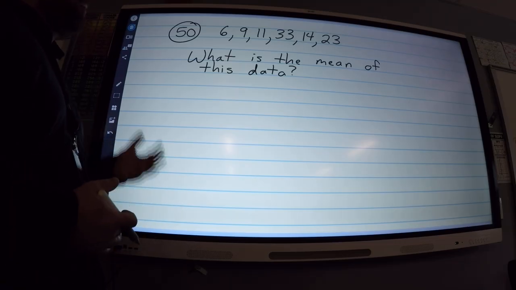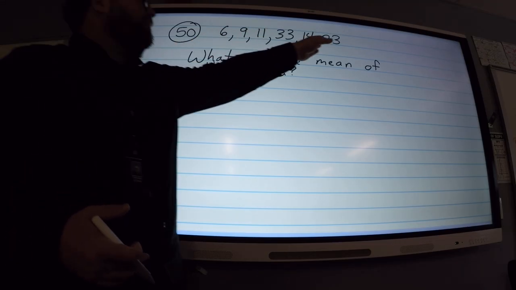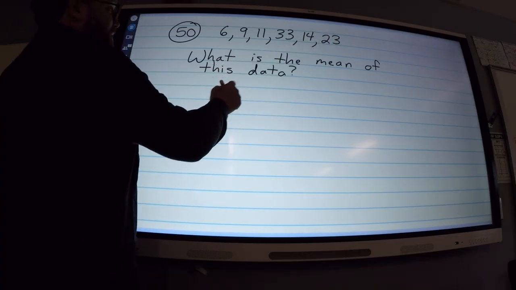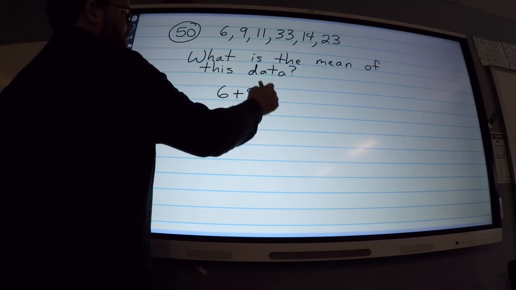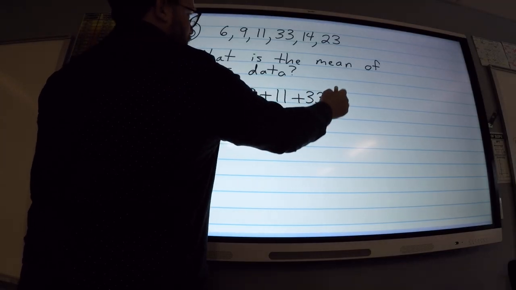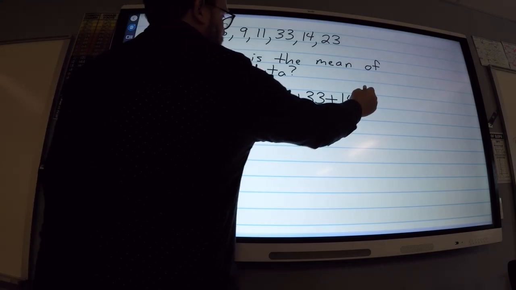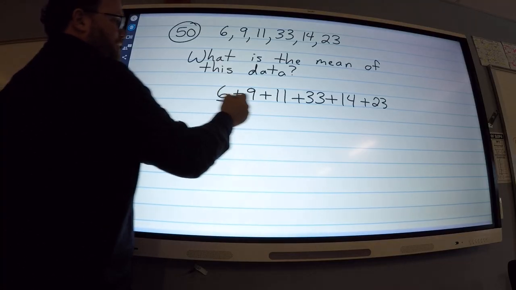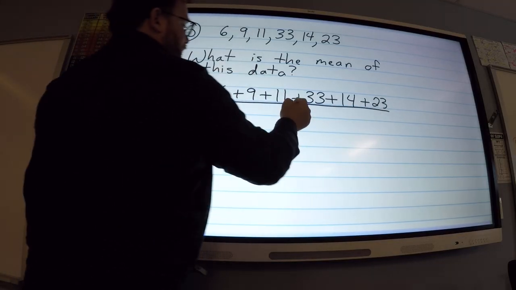And to figure out the average, what we're going to do is add up all the values, and then divide by the number of values. So we're going to add 6 plus 9 plus 11 plus 33 plus 14 plus 23, and there are 6 values, so we're going to divide by 6.